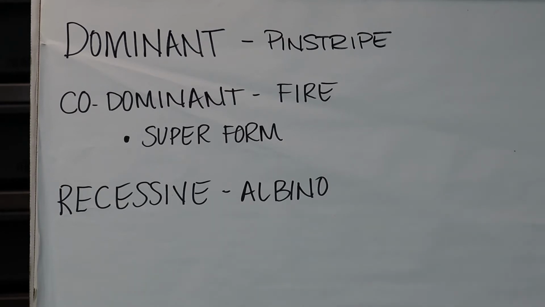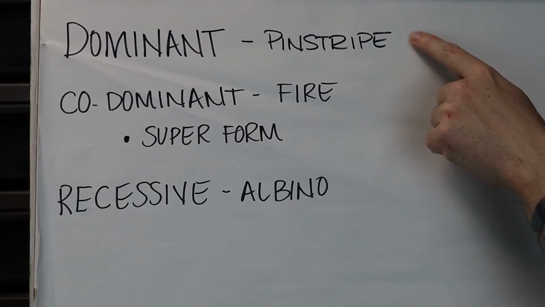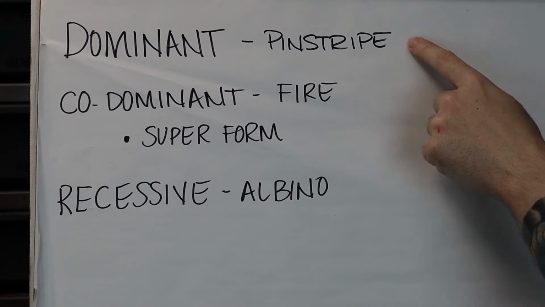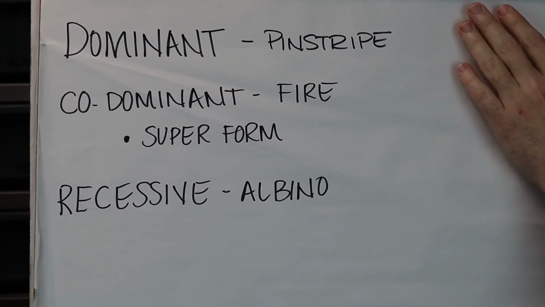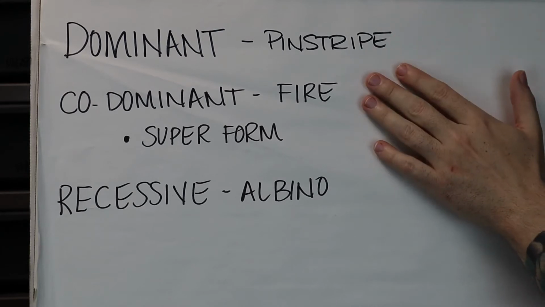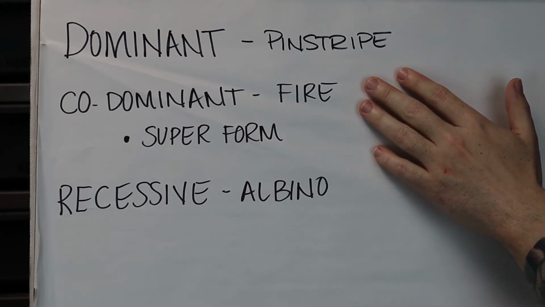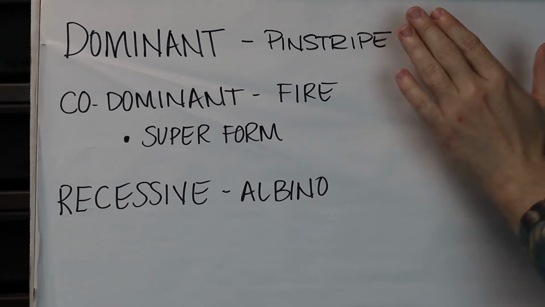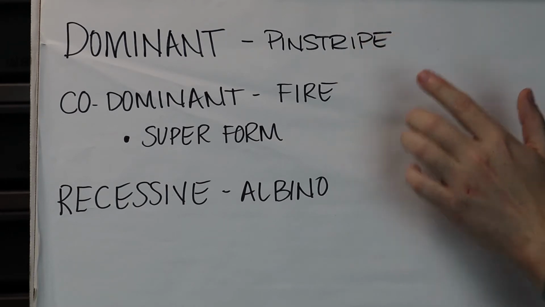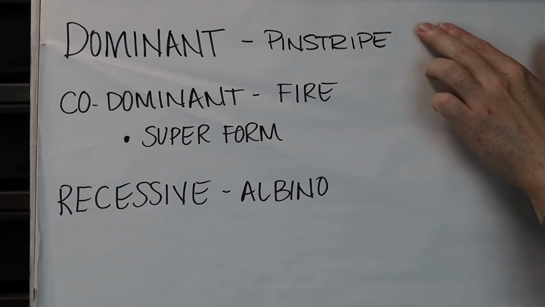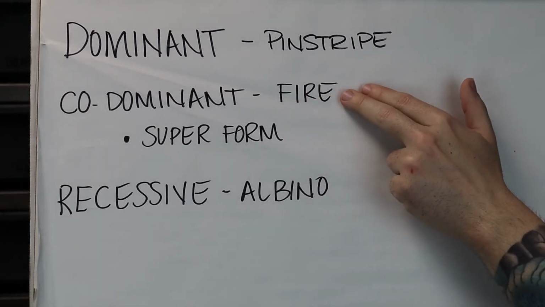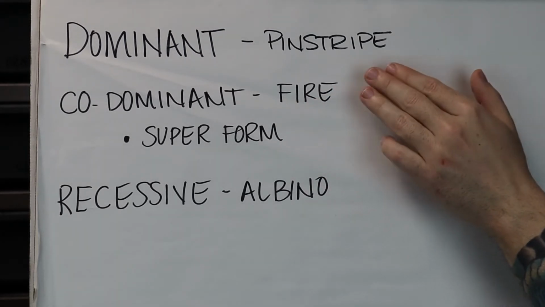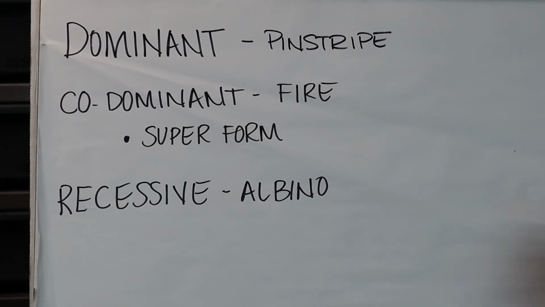There's lots of genes that have that. A dominant doesn't have that. If you breed two pinstripes together, there's no such thing as a super pinstripe. So the difference really between a dominant and a codom is whether or not there's a super form of the gene. We'll talk about passing genetics on to babies later, but keep in mind, if you breed two pinstripes, you'll never get a super pinstripe. But with a codom, if you breed two fires, you can get a super fire. So there's your difference between a dominant gene and a codominant gene.